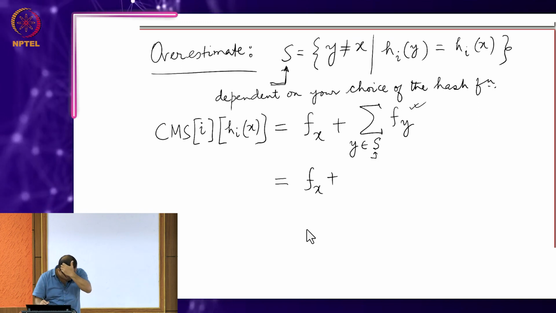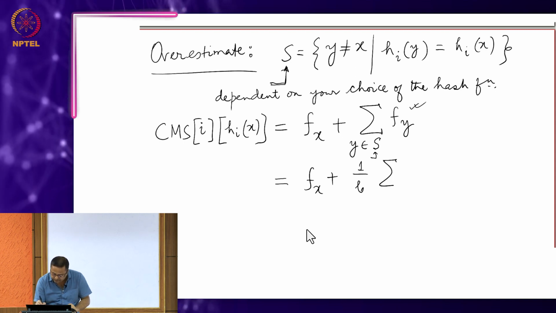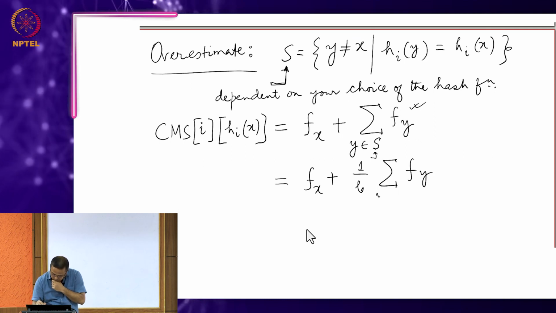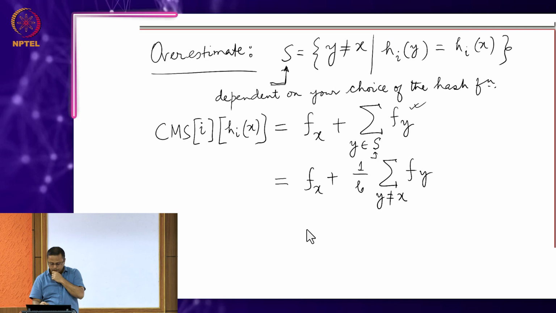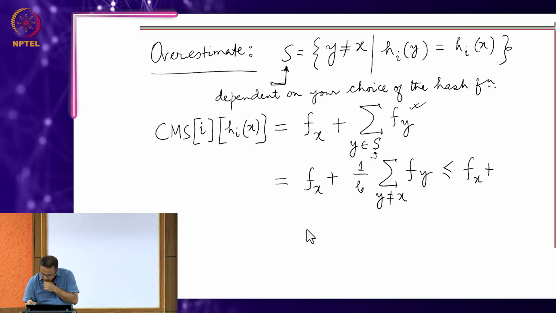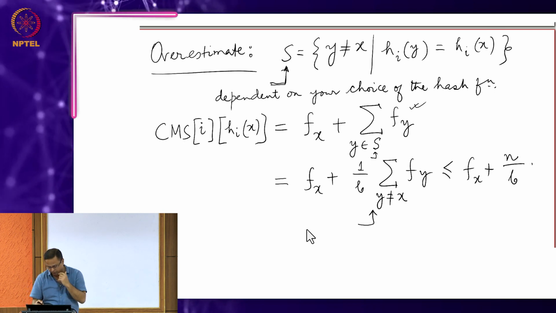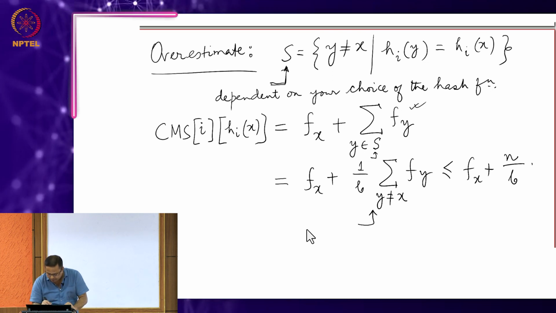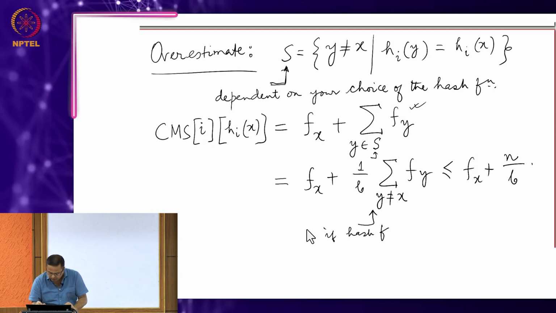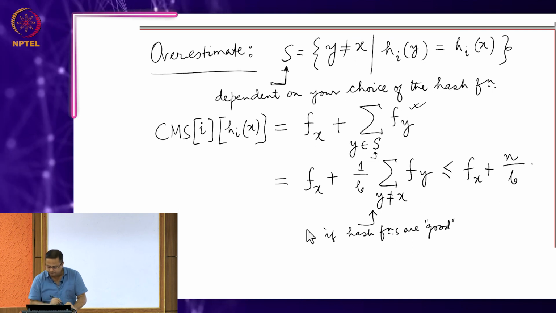So, if your hash function is good, I can write this as, and then you can write this as n by B. I mean, I am maybe hand waving a little bit, but you can write this if, as I said, hash functions are good. You understand what I mean by good.